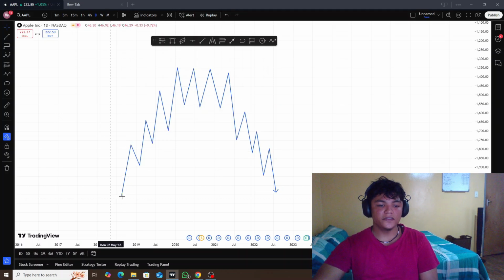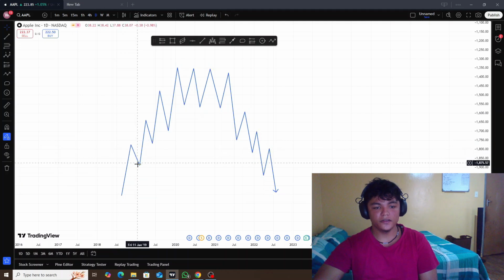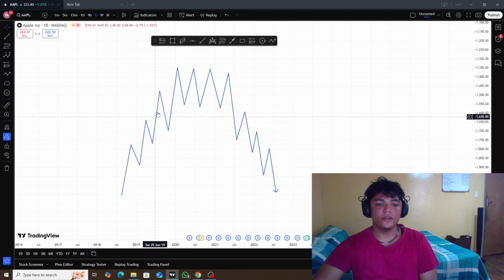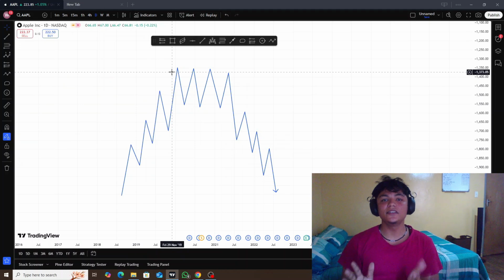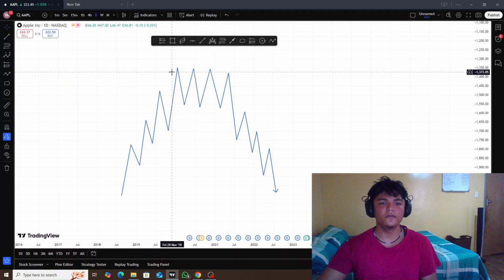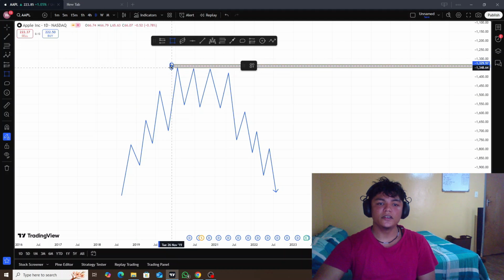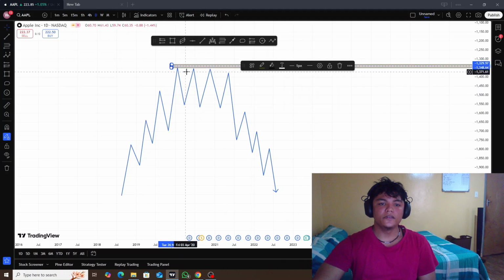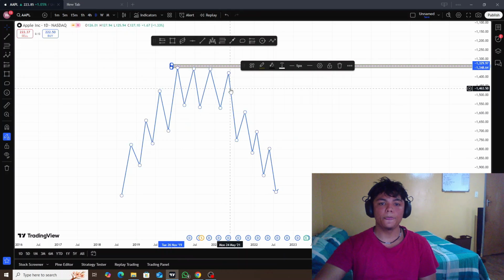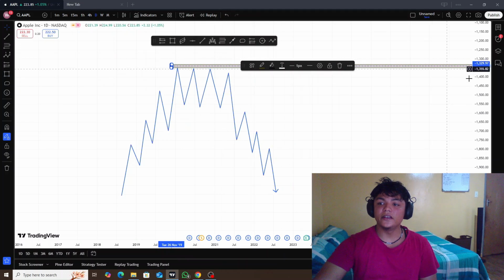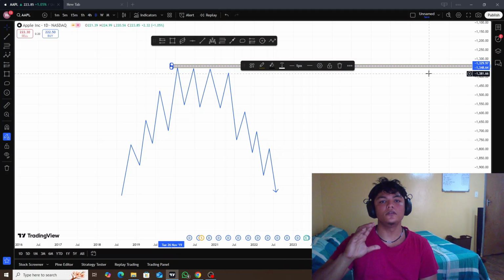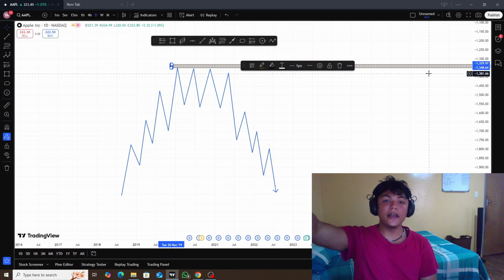The buyers stepped into the market right here. They bought, sellers sold, they bought, and now they got a little bit tired. Just to keep it simple for you. Now this structure here, this is resistance. The sellers refuse to let the market go higher than 1,348. The sellers refuse to pay a higher price than that.